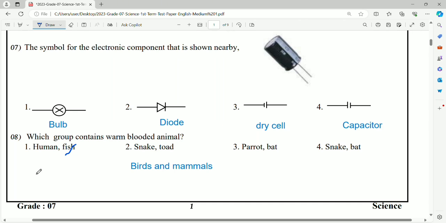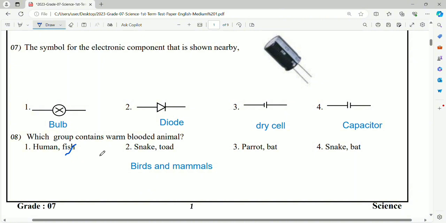Okay, which group contains warm blooded animals? Birds and mammals are warm blooded animals. Warm blooded animals means their body temperature remains constant; it will not increase or decrease. Human body temperature is 37 degrees Celsius. Likewise, a bird's body temperature is 40 degrees Celsius. So their body temperature remains constant.